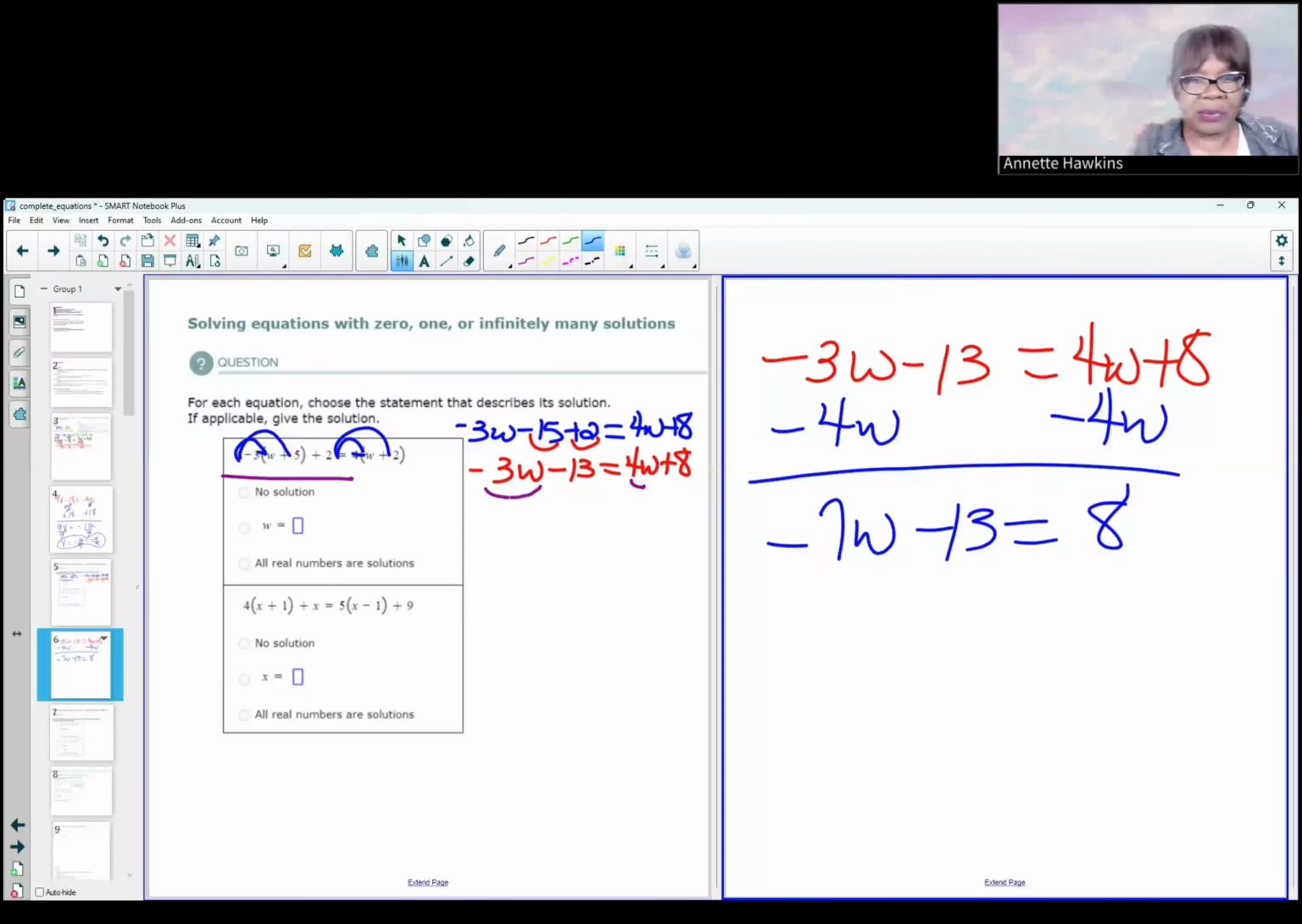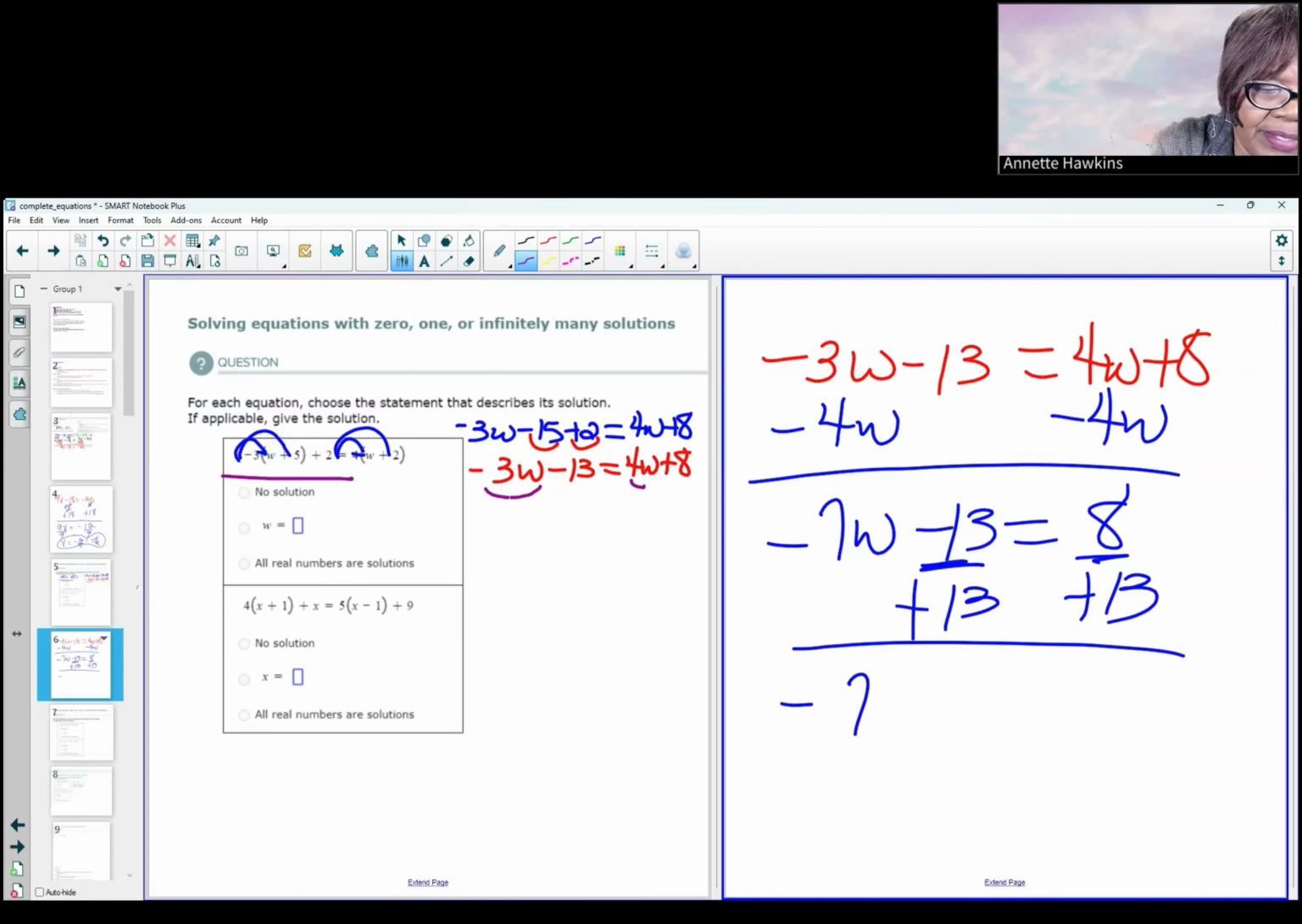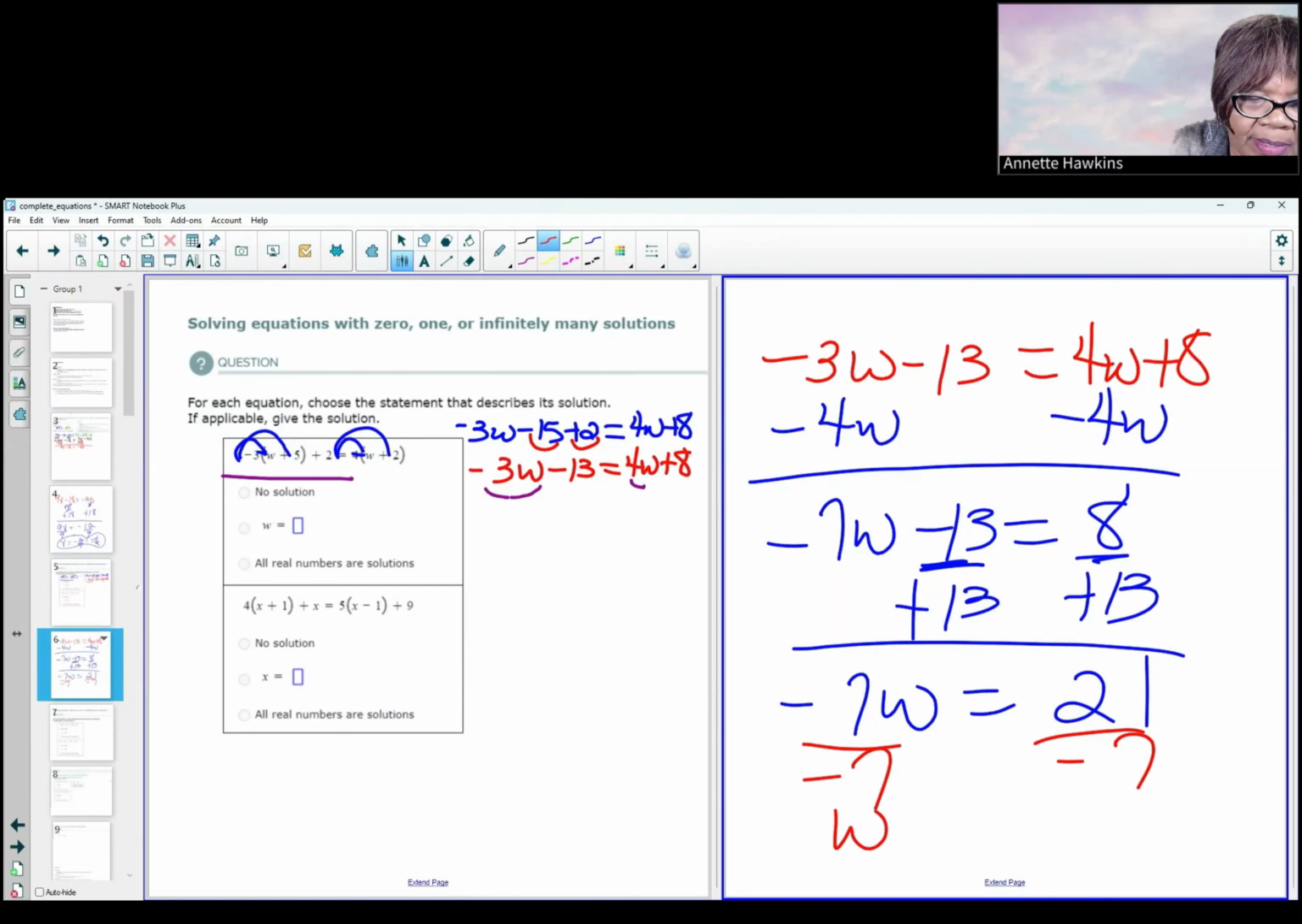So now I'm going to put the numbers on the right. So this and this. So I'm going to add 13. -7W equals, this is 8 plus 13, which is 21. And then the final step is to divide by the coefficient of the variable, which is -7. And we get -3. Very good. All right, questions about that?